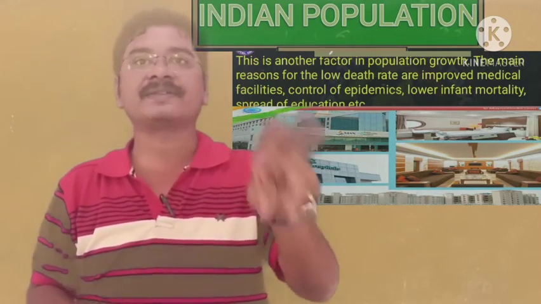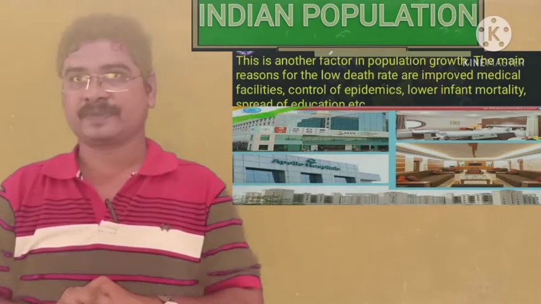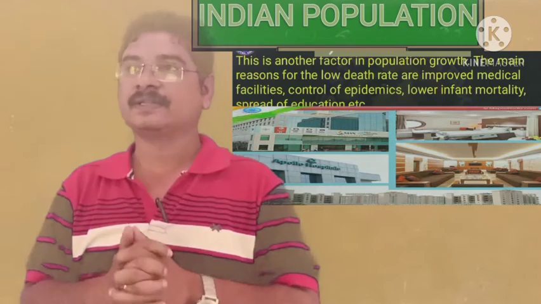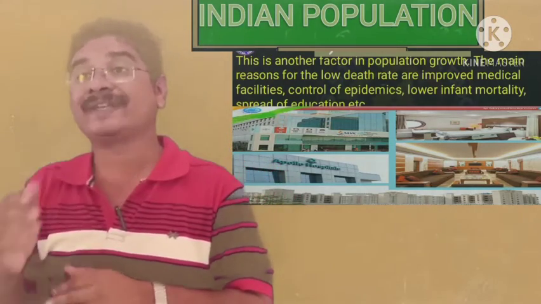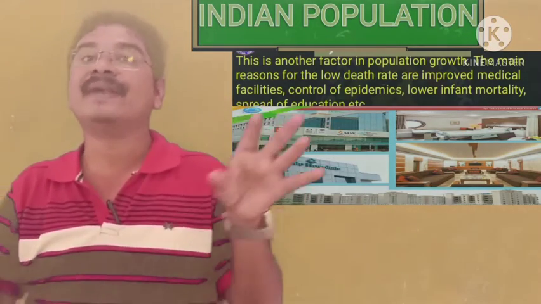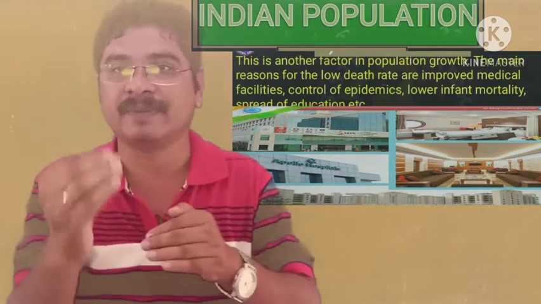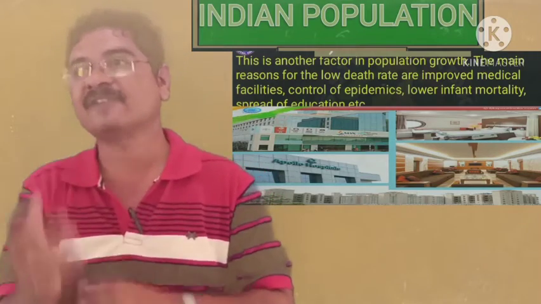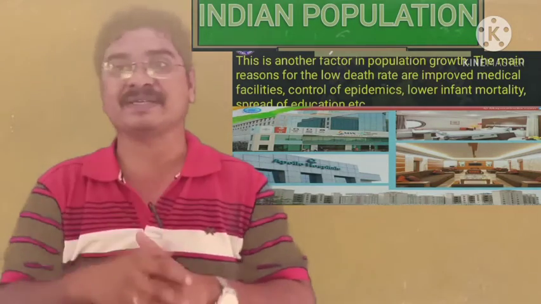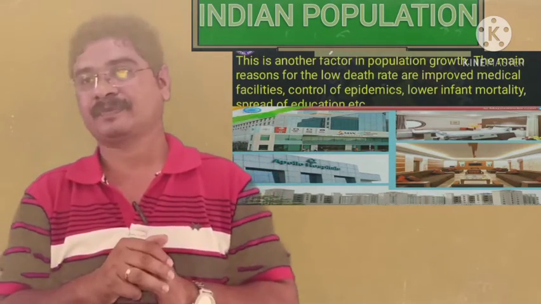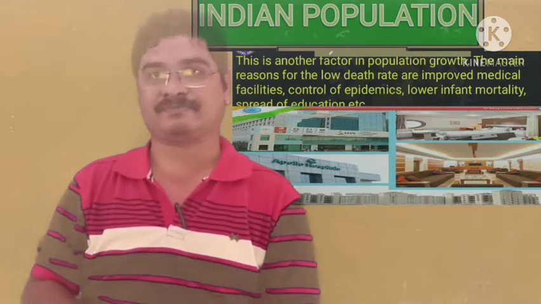Low death rate is another cause of the population growth. Why? This is another factor. The main reasons for the low death rate are improved medical facilities, to control the epidemics, lower infant mortality, and then spread of education. These are the major causes for low death rate.